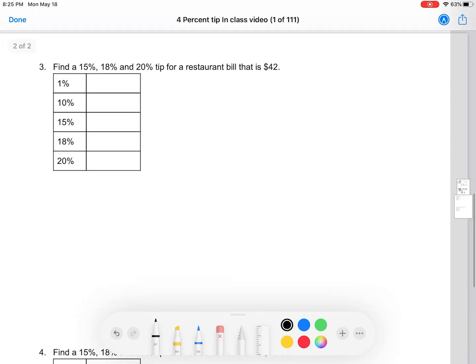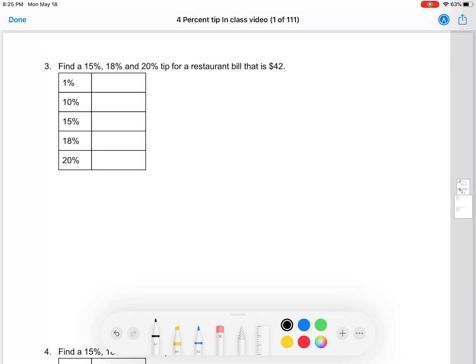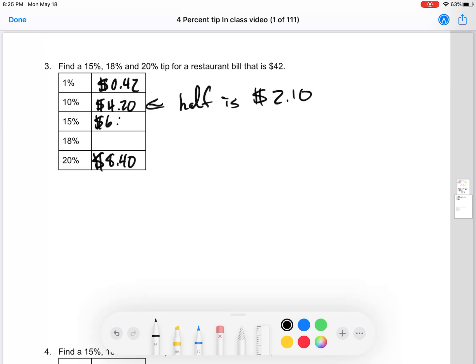All right, let's try some tougher problems here. $42, right? 1% is 42 cents, and then 10% is $4.20. Doubling that, I get $8.40. Right, that's my double. Now half of that, half of $4.20, is $2.10. So $2.10 plus $4.20 is $6.30. Now the 18%, I'll go back to the way I did it in problem number 1.